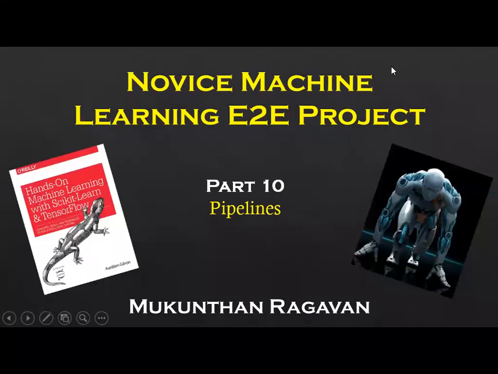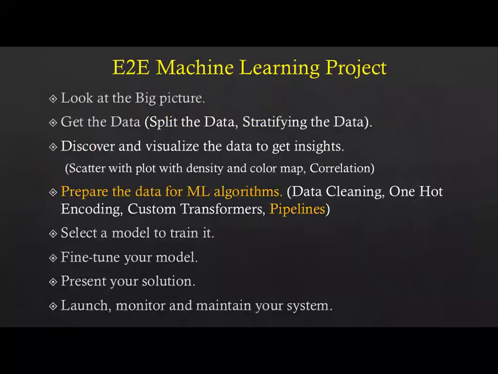Today we are going to see the Novice Machine Learning End-to-End project part 10: pipelines. In previous videos, we have covered looking at the big picture, seeing the business requirement, and getting the data. In the get the data topic, we have seen how to split the data and how to stratify the data. After that, we covered discovering and visualizing the data to get insights. In that, we have seen how to make the scatter plot, and how to make the scatter plot with density and color map, and how to see the correlation.